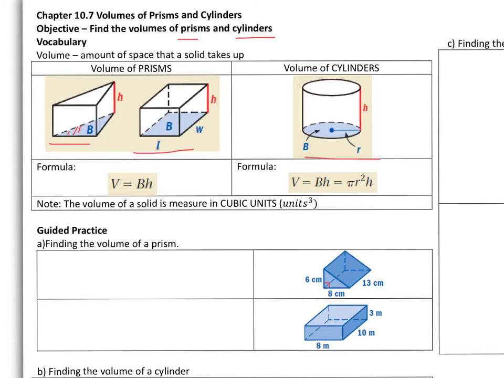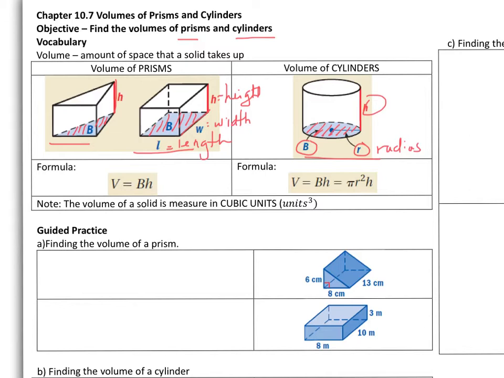B here is what we call the base, and H stands for height. The L here stands for length. The W stands for width. H again stands for height. And B will be your base of this solid. And again, for the cylinder, B is still base, R is the radius, H is the height. And this part will be your base.